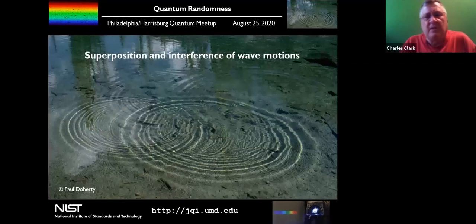Another experiential motif is the behavior of waves. Here's a very nice picture of waves that are gotten by throwing pebbles into a pond at two different locations. And you can see this characteristic circular spreading of a wave from an initial disturbance in the water. And if you do another such disturbance elsewhere, you get a similar wave pattern.